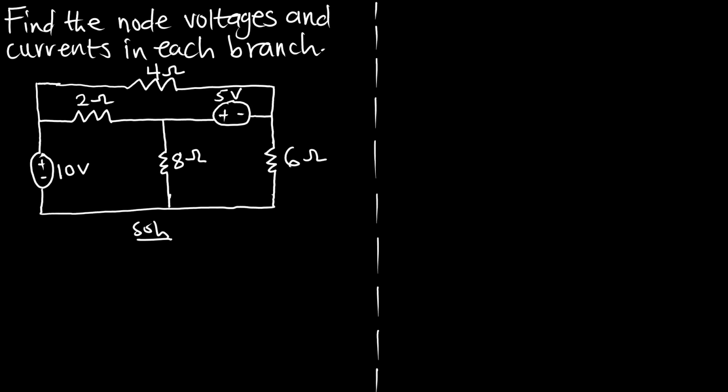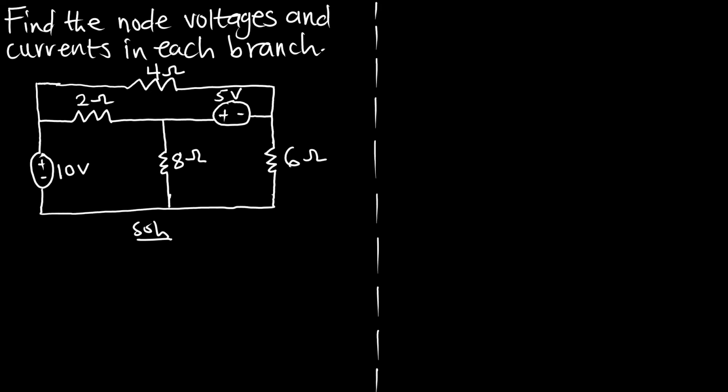Find the node voltages and currents in each branch. So we have our diagram over here, and we are to find the node voltages and the current in each branch. Remember, once you find the node voltages, it helps you to calculate the current in the branches. So let's look at how best we can do this. I will use this diagram as my redrawn diagram. You can redraw the diagram, but I'm going to use the same diagram.